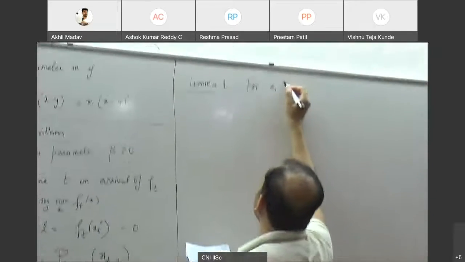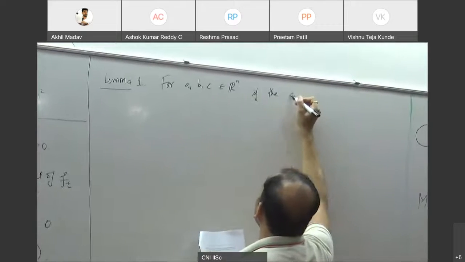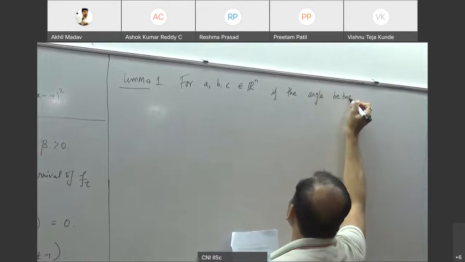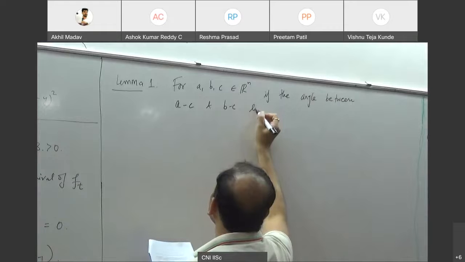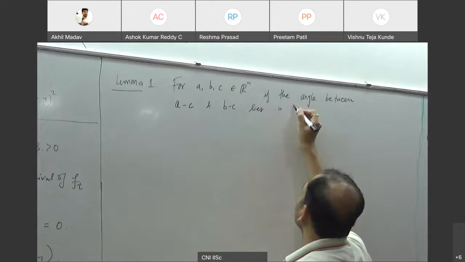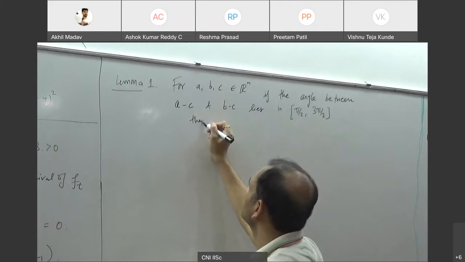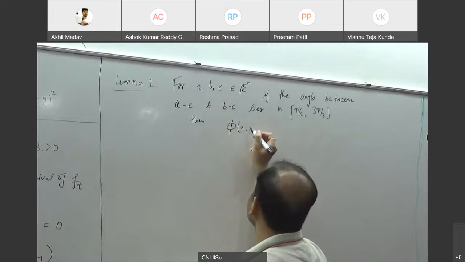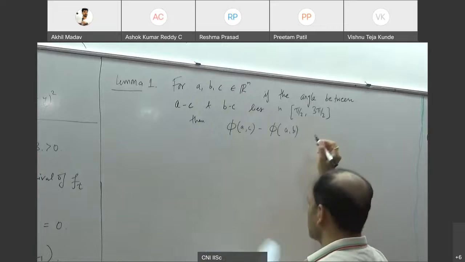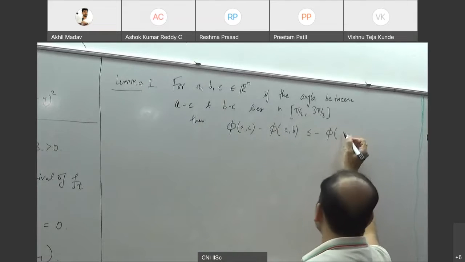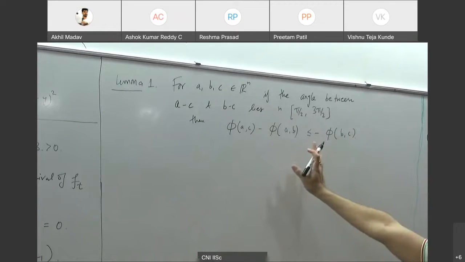for triangle ABC, if the angle is A minus B, the vector minus C, and B minus C, times pi by 3 pi, then pi of A comma C, B comma C is then minus pi of... find that function. Nothing to do with algorithm, just a basic fact in high school geometry.